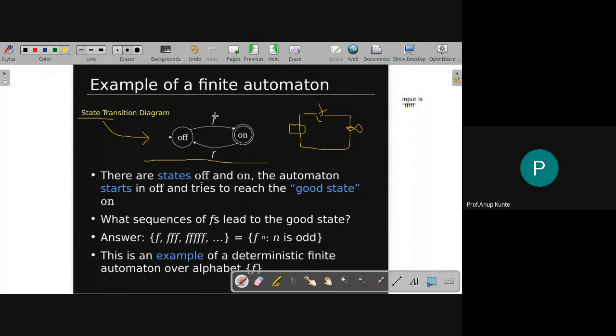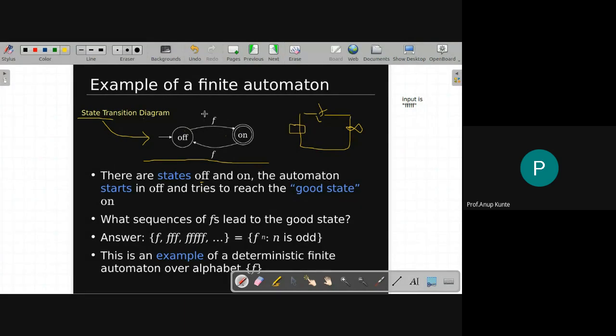Now, if we are in off state and there is an action, that means a flip action is done, then I might be closing the switch. As I'm closing the switch, the bulb will start glowing. So the state of the bulb would change. This is what this particular arrowhead is indicating. So I'm moving from state off to on with the action F.